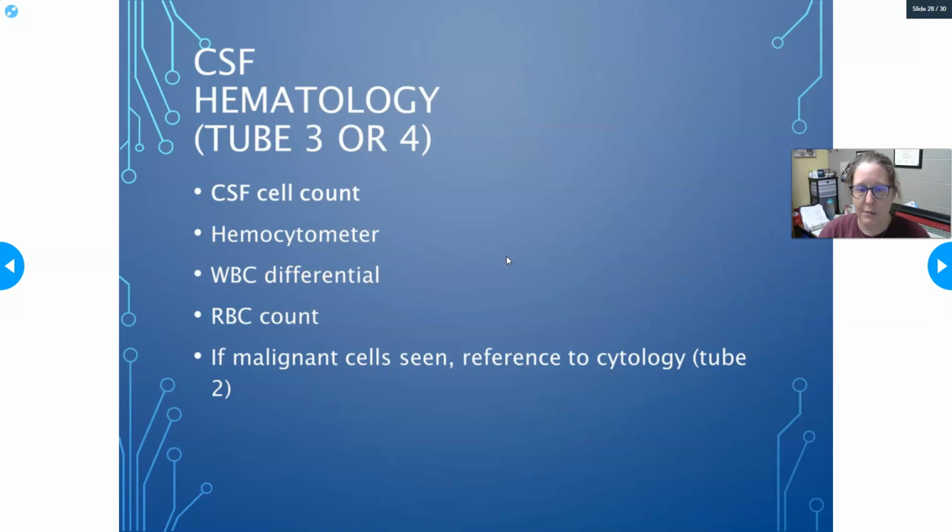Of course, what has to be done is the spinal fluid has to be stained with the right stain. The red count is done on a hemocytometer also. And if malignant cells are seen, then it needs to be sent to cytology. Usually cytology is done on tube 2.